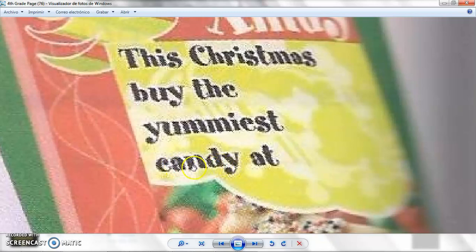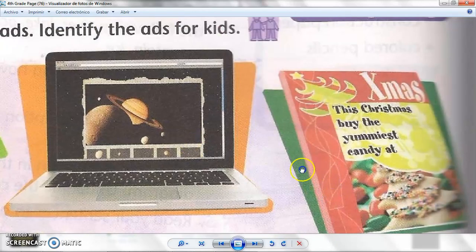Candy, dulces. This Christmas buy the yummiest candy at, and so on.